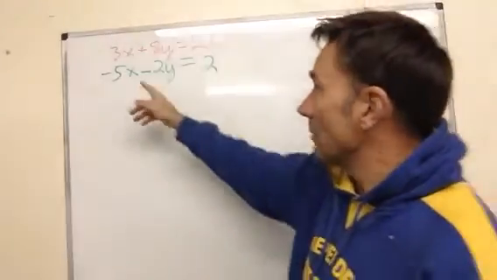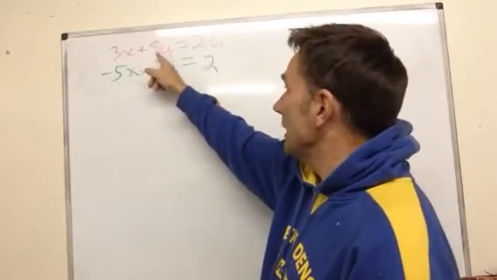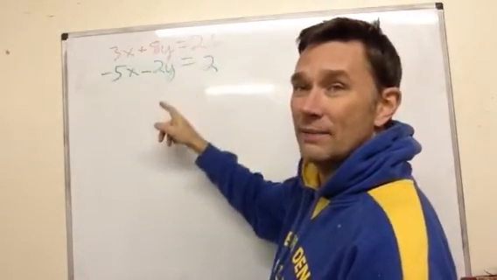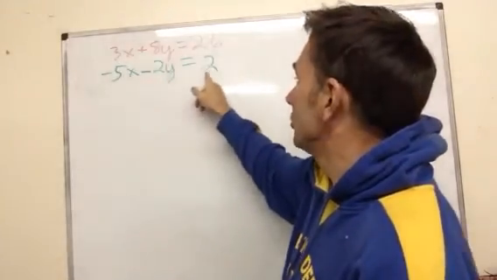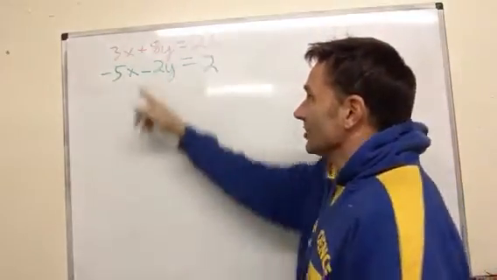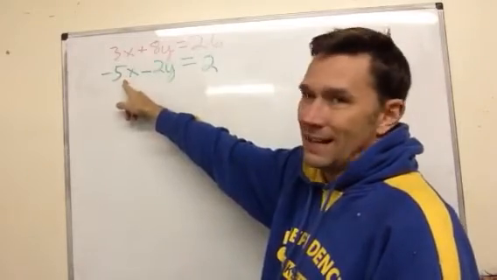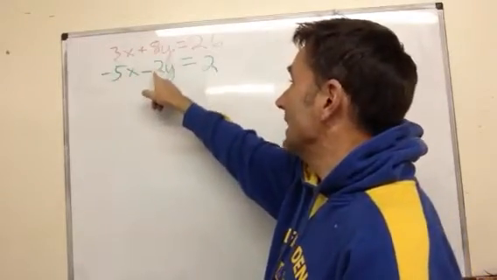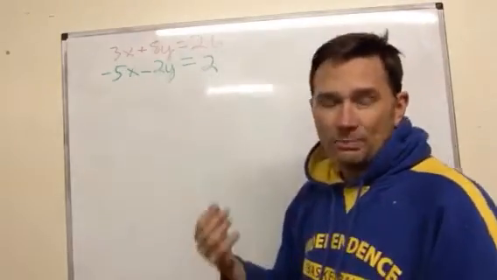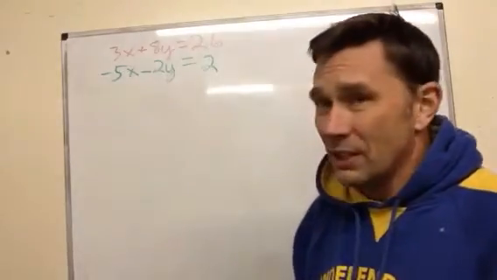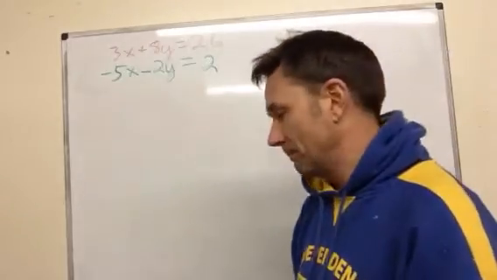But if you look at our problem here, we have 3x plus 8y equals 26 in red, and negative 5x minus 2y equals 2 in green. So the 3x and negative 5x are not opposites. 8y and negative 2y are not opposites. So we need to do something to get them where they're opposite.